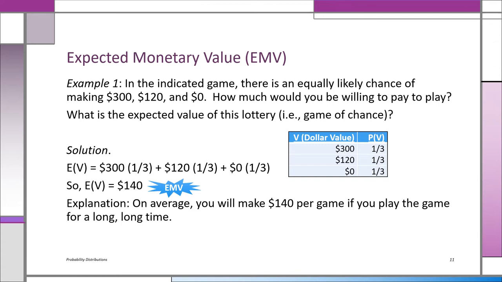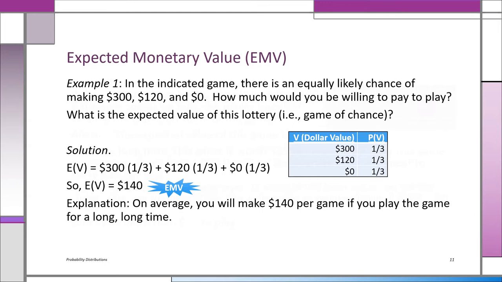Now remember, 1/3 of the time, you'll make $300. 1/3 of the time, you'll make 120. And 1/3 of the time, you make zero. So using the formula, 300 times a third plus 120 times a third plus zero times a third, you end up with an expected monetary value, or expected value, of $140. What that means is, on average, you're going to make $140 per game if you play this game for a long, long time. So this is very important in business decision making, or if you're looking at lotteries and the value of that lottery.